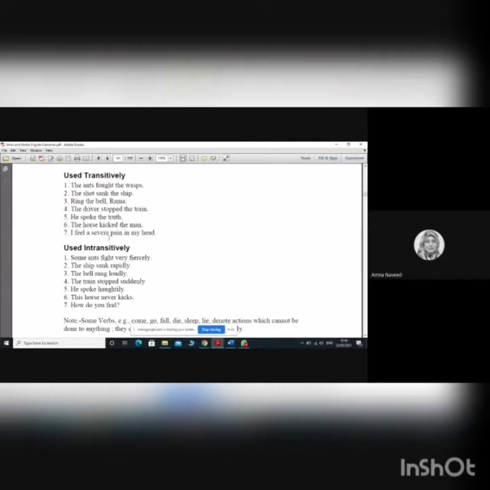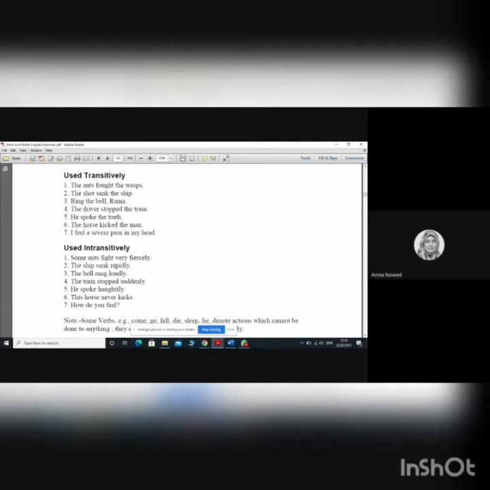Now again, these are the examples of a few words which are used as transitive verbs as well as intransitive verbs. The ants fought the wasps. Ants is the subject, fought is the verb, and wasps are the object. Similarly, some ants fight fiercely. So the verb is there and no object is there. Rather, this is an adverb. So remember one more thing, that intransitive verbs most of the times end in an adverb.